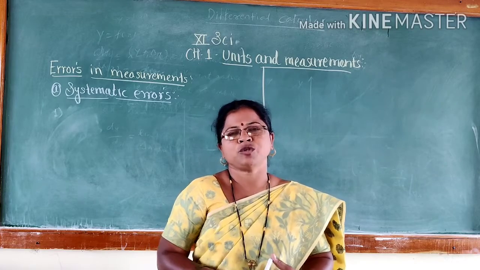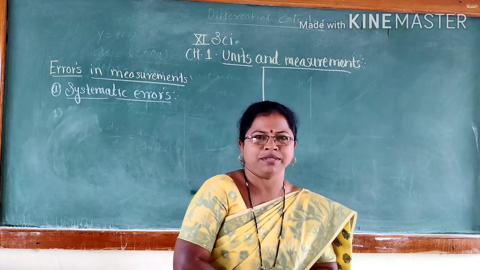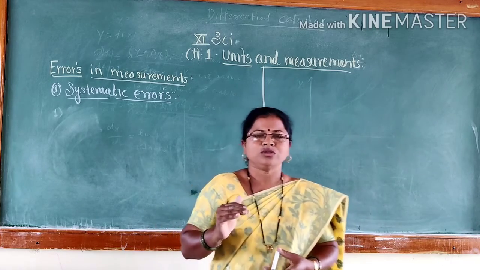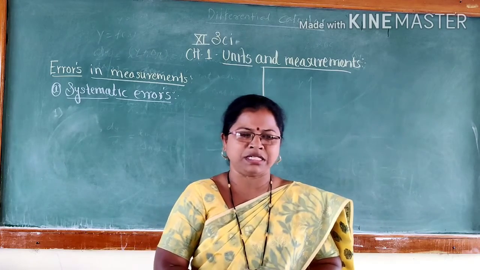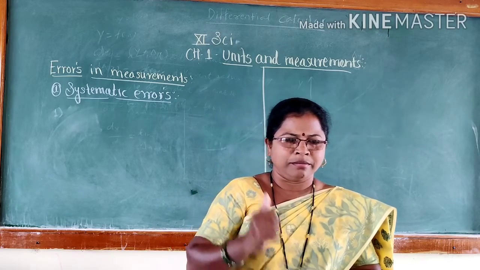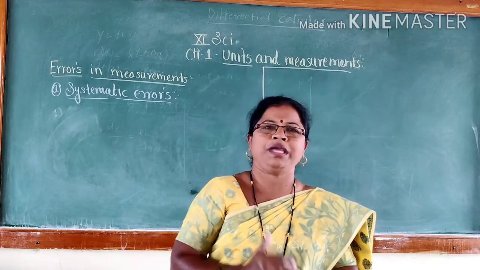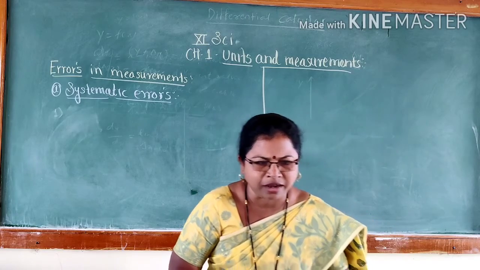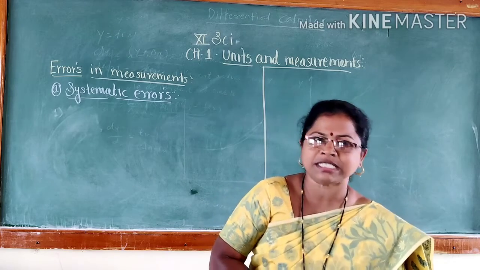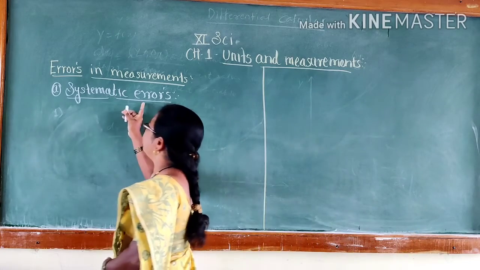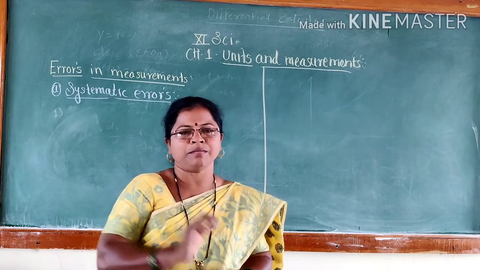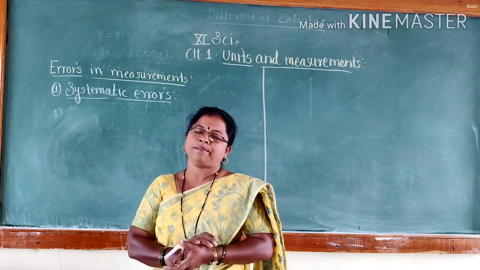So there are types of errors and why they happen. There are some reasons which we are going to see now. Why are there errors in measurements? These measurements of physical quantities can have errors, and these errors are due to the following reasons. The first one is systematic error. Why does it happen?